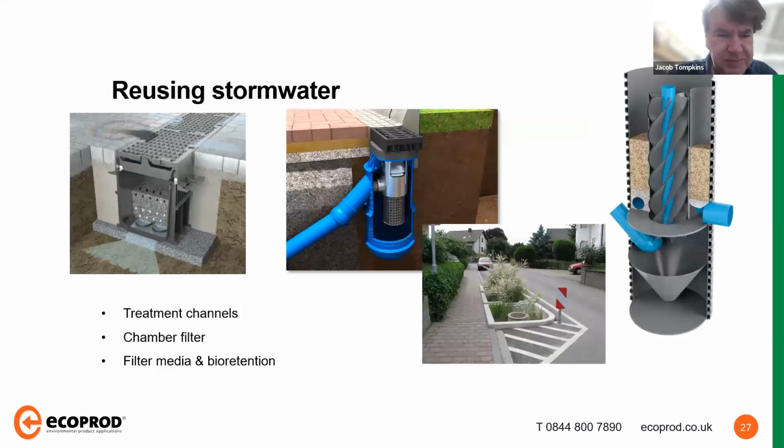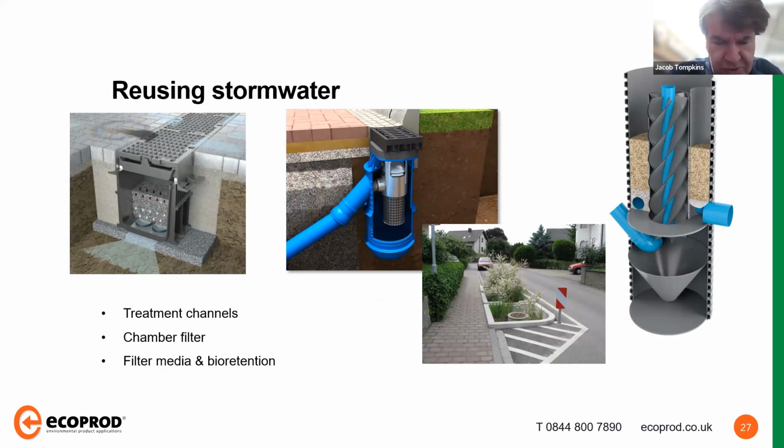Next slide, please. Okay, same thing, reusing stormwater. Now, you have to be slightly careful of this because, you know, there's an example of a car park or a road there. It's fine, but think about the stuff that might be running off these surfaces. So you may get oils, you may get metals and things from tires. So you need to think about treatment.